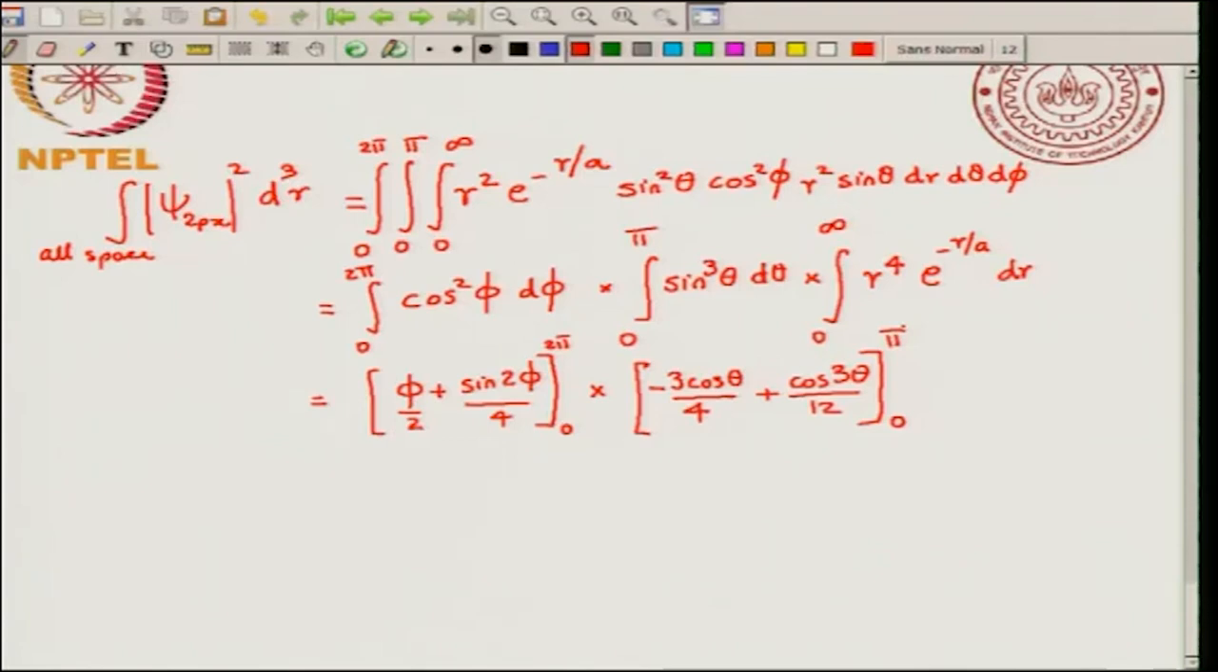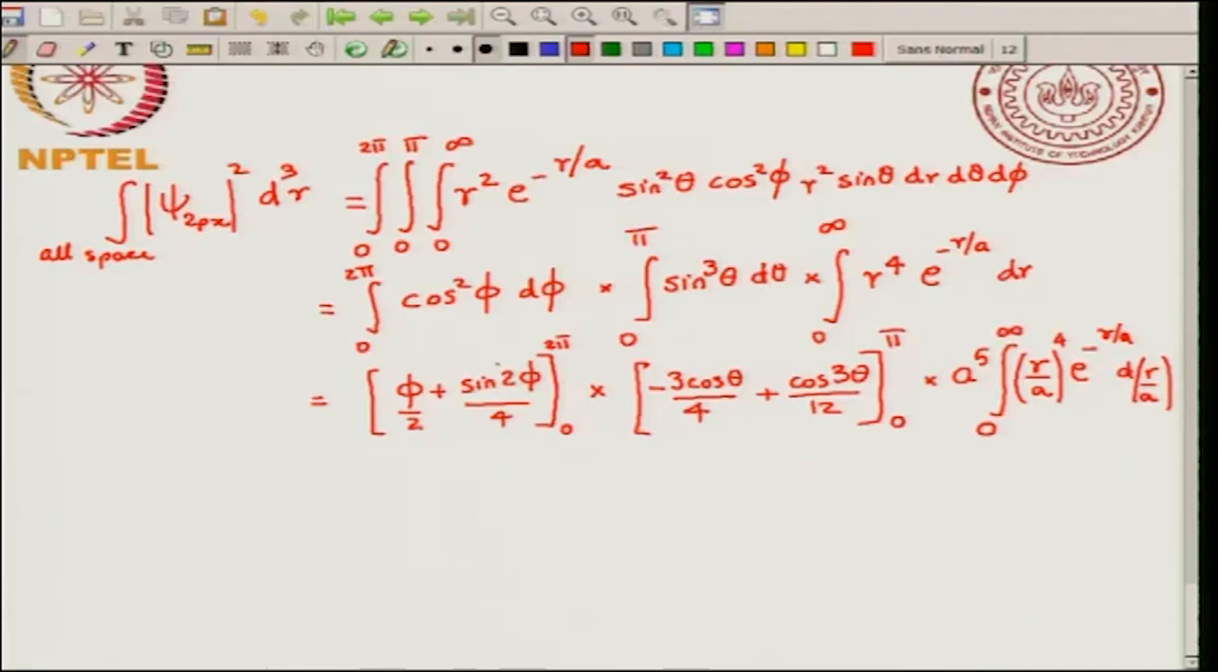Okay. And then this last integral, I will write it slightly differently. Now instead of taking my variable as r, I will take my variable as r by a. I will just change my variable from just r to r by a, okay, and there is a reason for that. So I will write this as a raised to 5 times integral r by a raised to 4 e to the minus r by a d of r by a. Okay. So you can see that I have changed the variable of integration from r to r by a, but the limits do not change, because when r equals 0, r by a equals 0, when r equals infinity, r by a equals infinity.